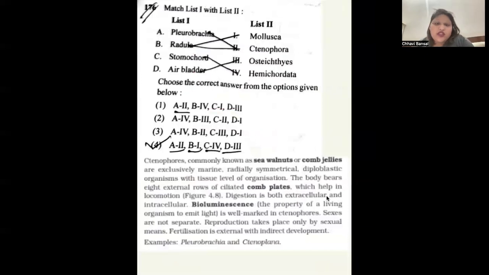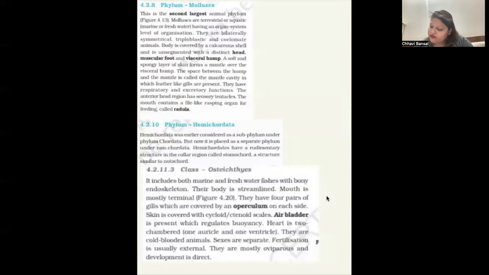Now, the next question is again from the animal kingdom. We have to tell which one belongs to what. We are given Mollusca, Ctenophora, Osteichthyes, and Hemichordata. Let's start with class Osteichthyes. It comes under chordates, right?